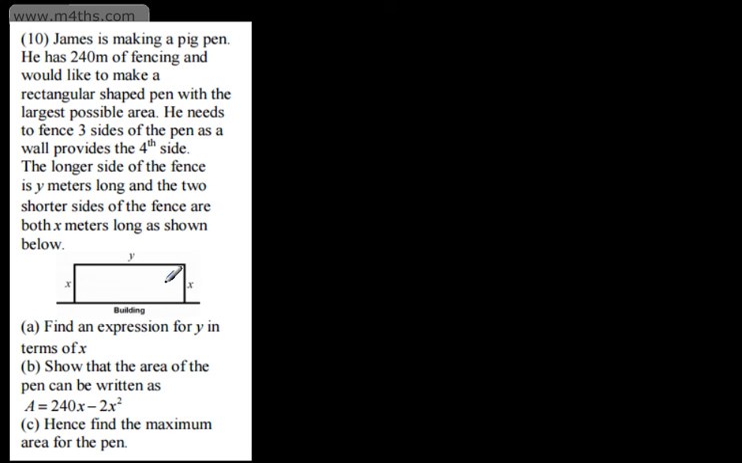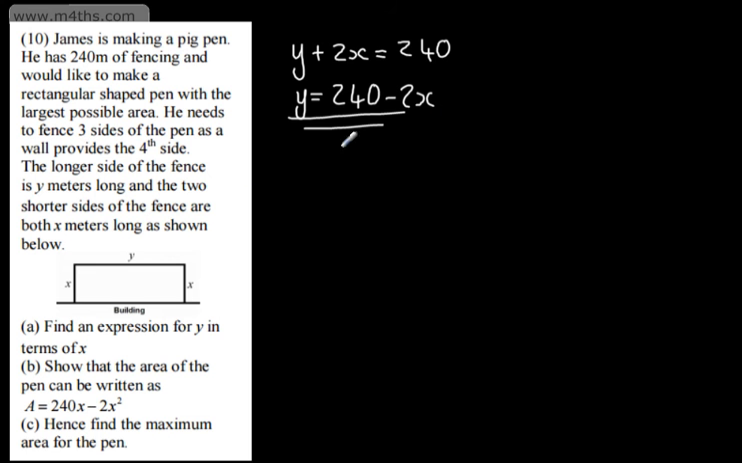In part A we need to find an expression for y in terms of x. So we can see that we've got x, y and x and we've got 240 metres. So we can say now that y plus the 2x will be equal to 240 metres. All of the fencing will be used to maximise the problem. We need to express y in terms of x, so simply subtracting 2x on both sides, y is equal to 240 minus 2x. So that is y in terms of x.